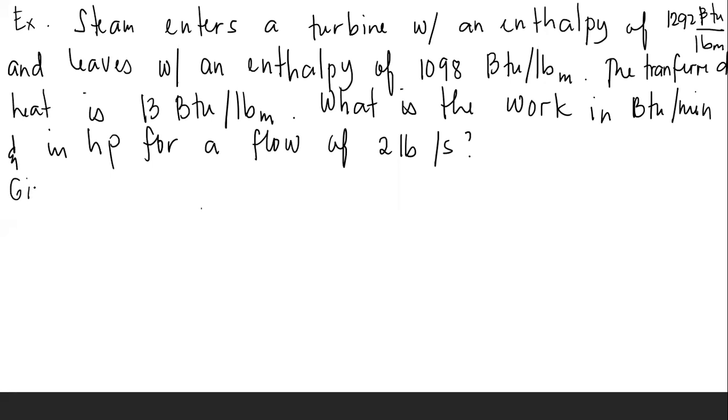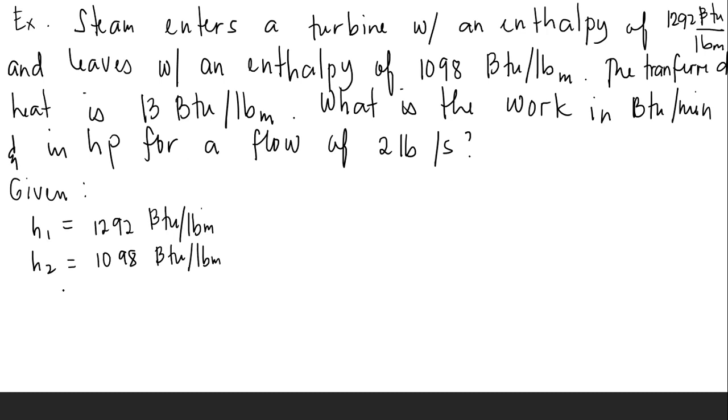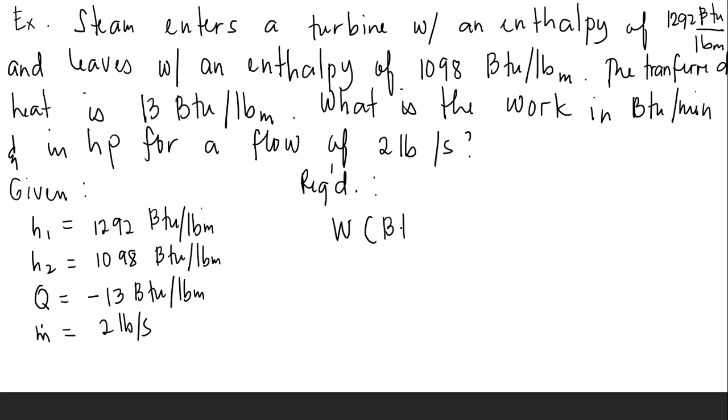Okay, given we have H1, which is equal to 1,292 BTU per pound mass. H2 is equal to 1,098 BTU per pound mass. Then heat, your Q is equal to negative 13 BTU per pound mass. Then the mass flow rate is equal to 2 pounds per second. Requirement, we have the work in BTU per minute and the work in horsepower.